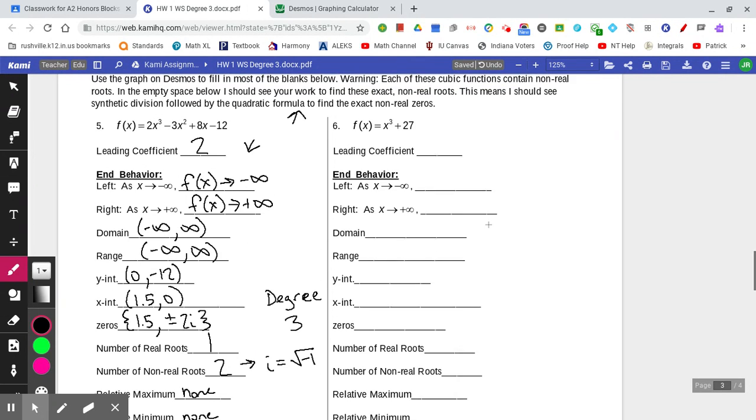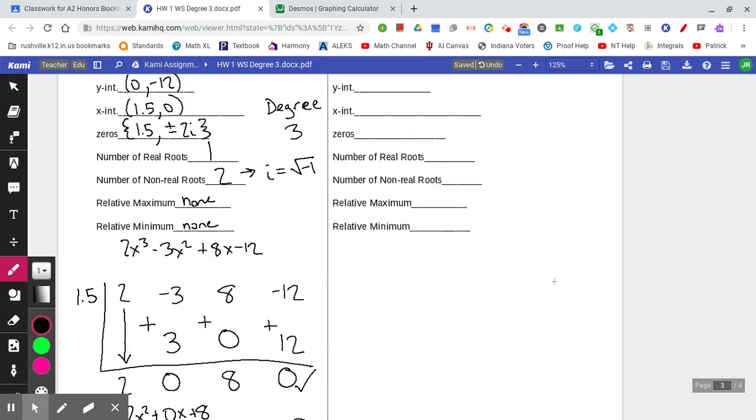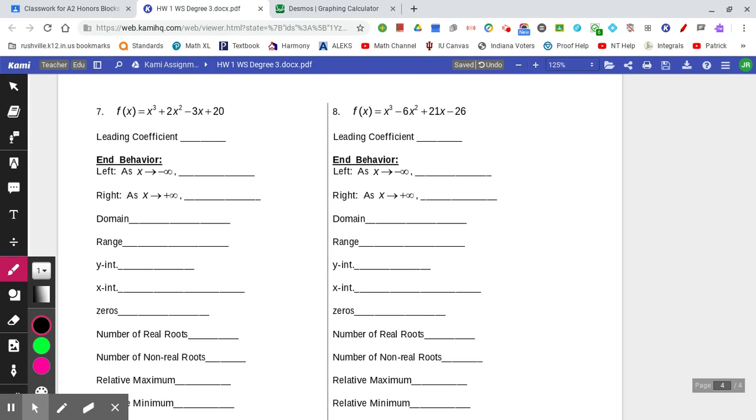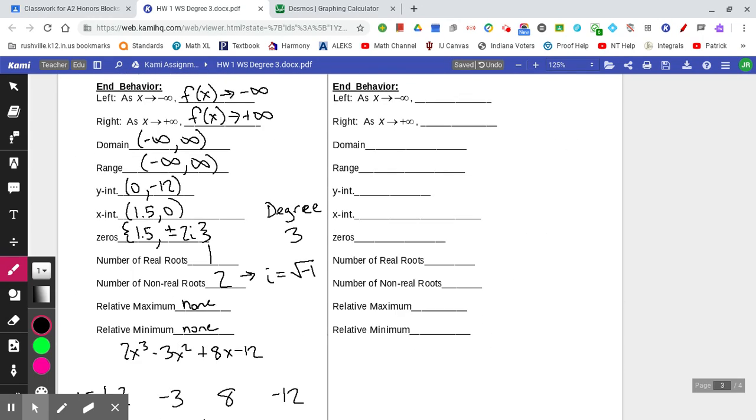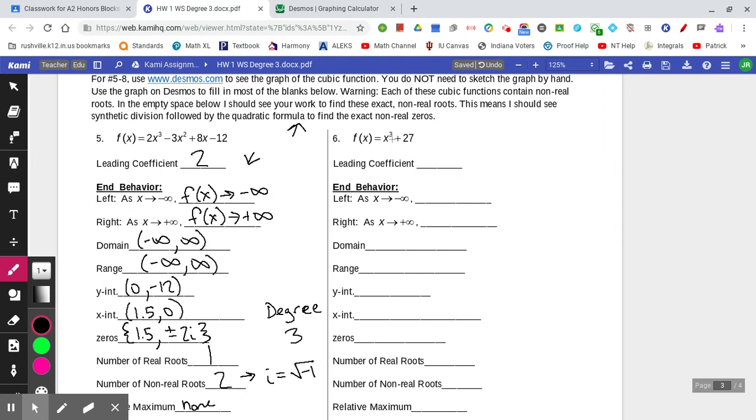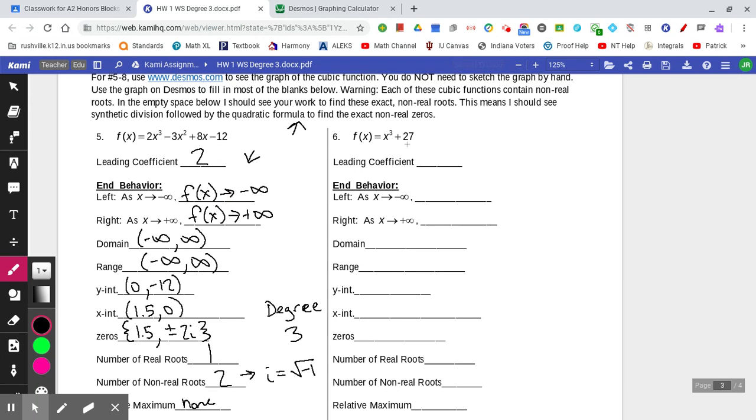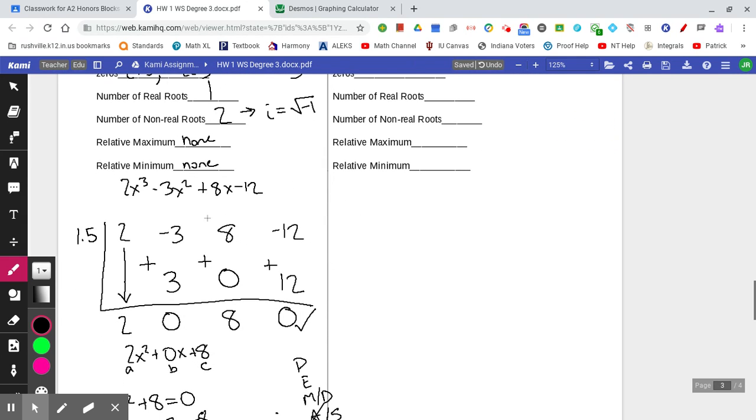You're going to do something similar for question number 6, 7, and 8. Just looking at question number 6, the first thing I see is x to the 3rd power, and then I don't have any x squared and I don't have any x to the 1st power. So please make sure that you write this as x to the 3rd plus 0x squared plus 0x plus 27. Do not forget your placeholders when it comes to using your synthetic division.